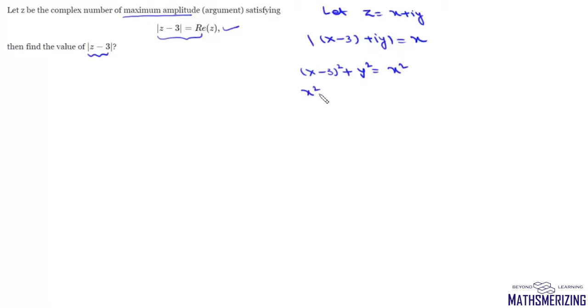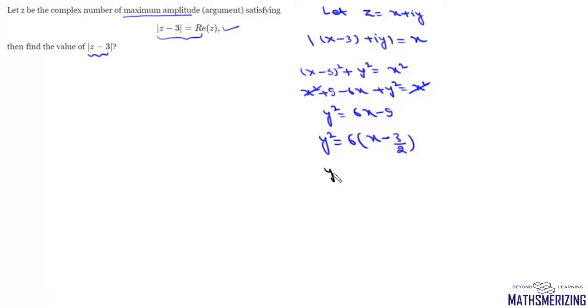So we'll get x square plus 9 minus 6x plus y square is equal to x square, which will get cancelled. So we'll write y square equals 6x minus 9, or y square is 6 and then x minus 3 by 2. If we'll compare it with the standard parabola, then it will be y square equals 4a capital X. Now in this case, value of a is simply 3 by 2. So we have this parabola whose vertex is at 3 by 2 comma 0. So we'll draw this parabola.